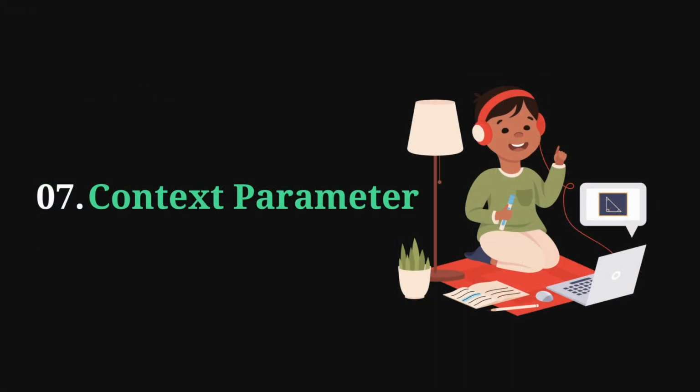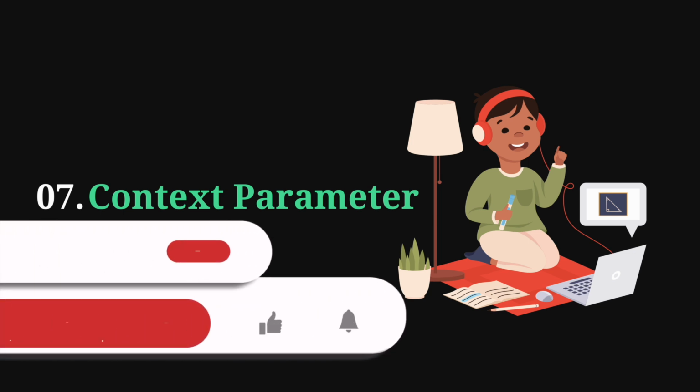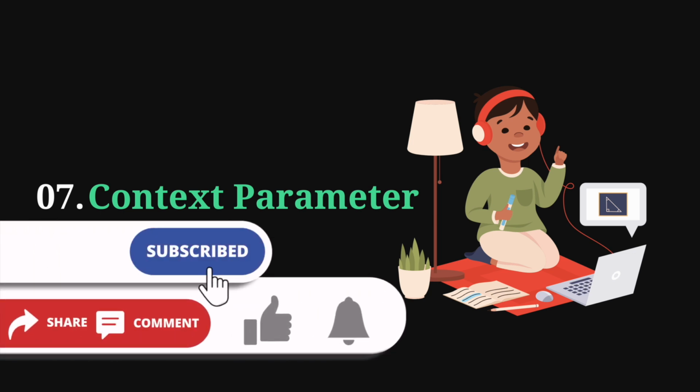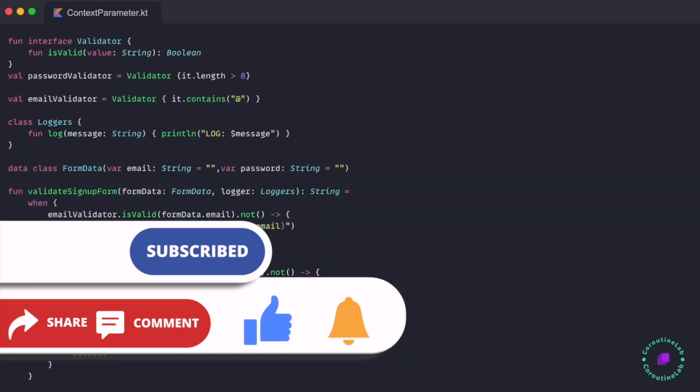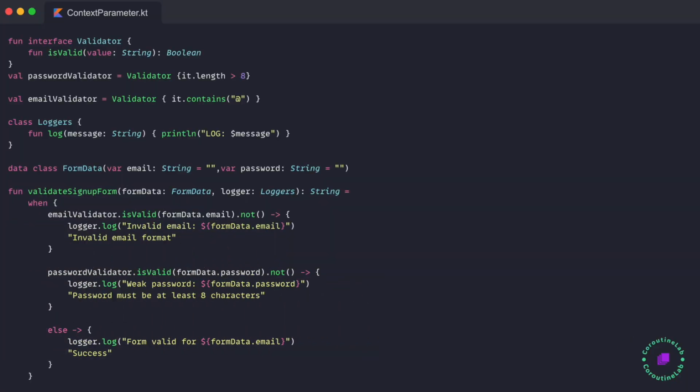Let's walk through a powerful Kotlin refactor, cleaning up form validation using a fun interface, expressive logging, and the new context receivers introduced in Kotlin 2.2. We start by defining a validator interface to encapsulate the validation logic for fields like email and password. Then, inside validateSignupForm, we check each field and log the corresponding messages. This approach works well, but it requires explicitly passing form data and logger as parameters to the function, which adds noise and tightens the coupling between logic and dependencies.